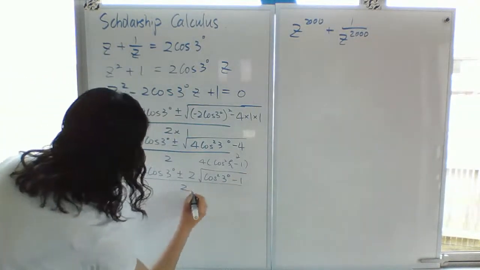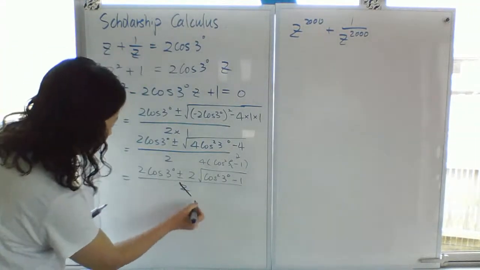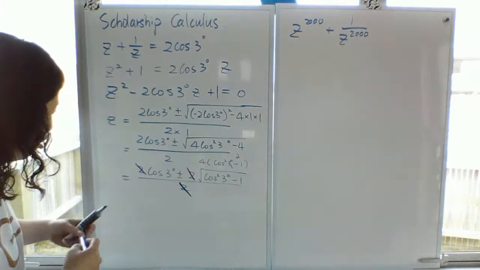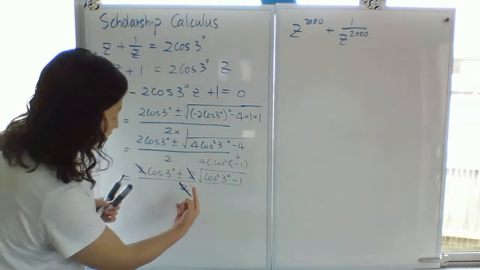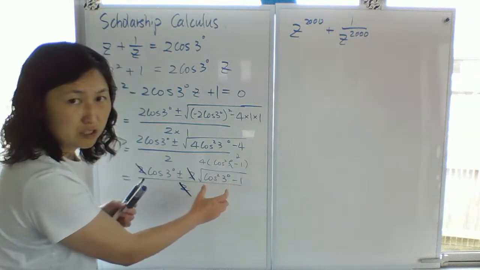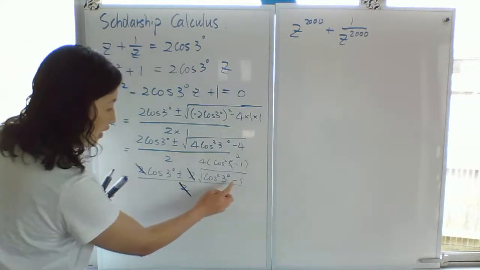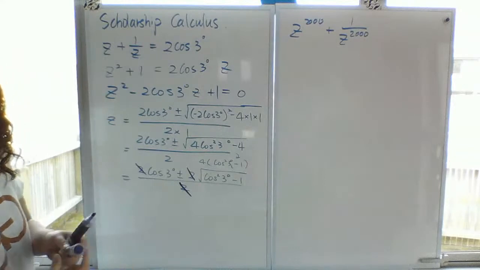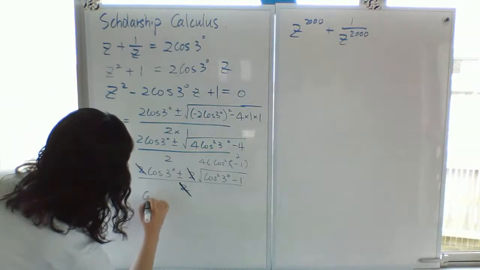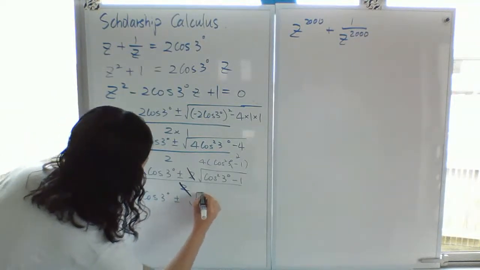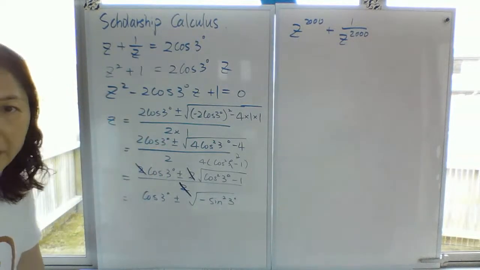Okay. Now from here, what I can quickly do is I can cancel the common factor of 2. So 2, 2, and 2, they are all gone. And now it's actually getting simpler. So this is cosine 3 degrees plus and minus. And if you look at this side, we know the trig identity is sine squared plus cosine squared is always equal to 1. So this actually tells me I can switch it to something. Yeah. So that will give me negative. So that will be cosine 3 degrees plus minus square root of negative sine squared 3 degrees.